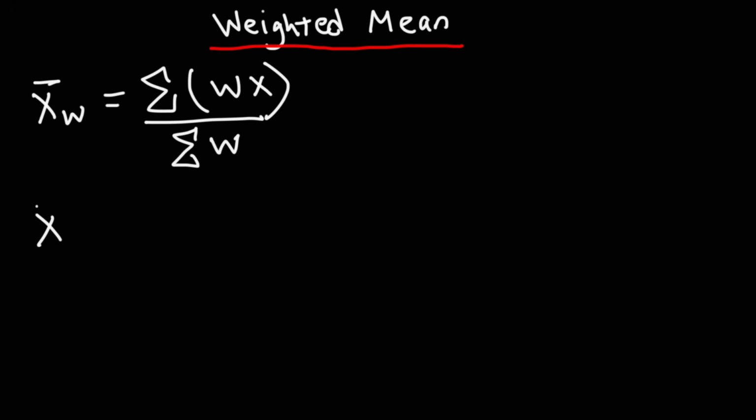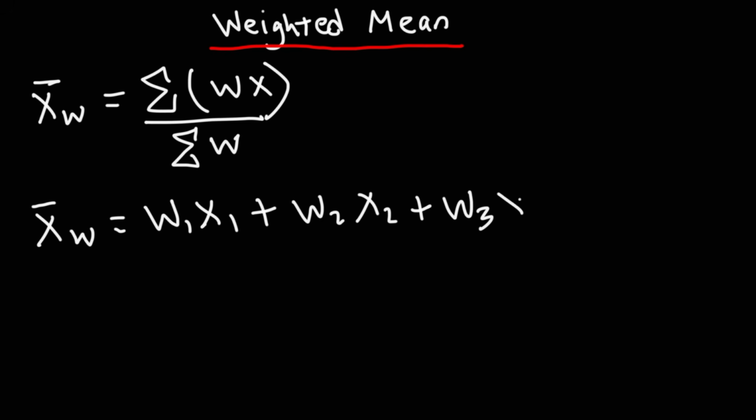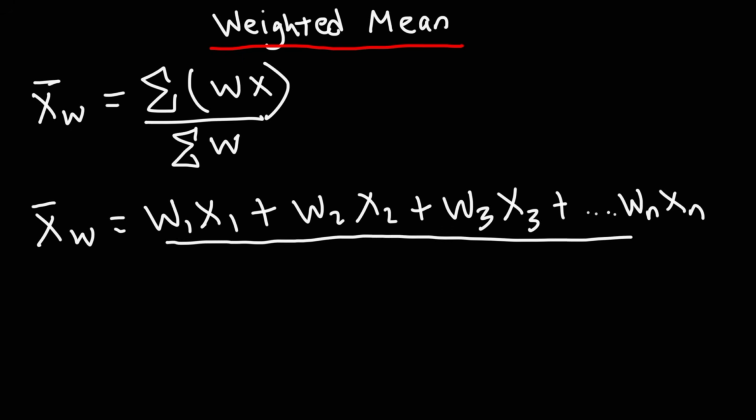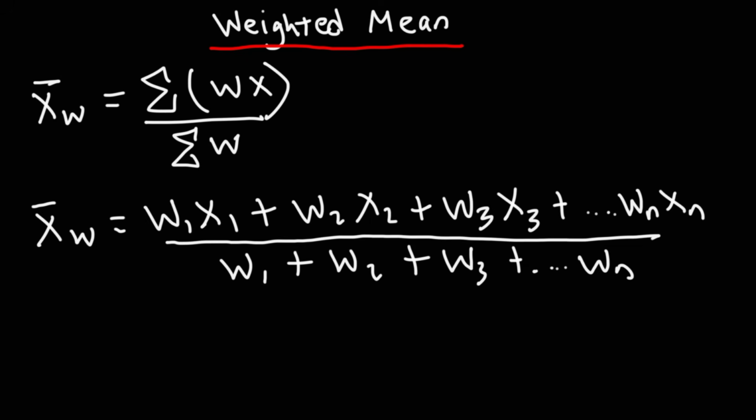Another way to see this formula would be like this. So W1 x1 plus W2 x2 plus W3 x3 and then plus Wn xn. All of this is going to be divided by W1 plus W2 plus W3 all the way to Wn.